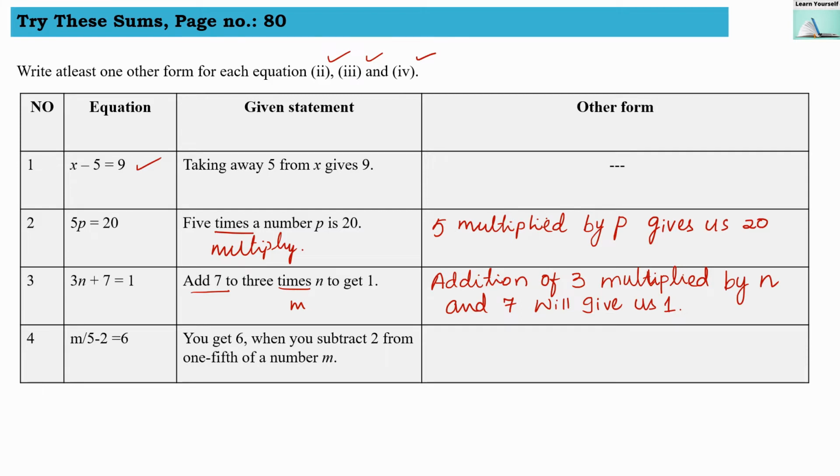The fourth equation is m divided by 5 minus 2 gives us 6. Here they said that you get 6 when you subtract 2 from 1/5 of a number m. They have written the answer first; we will write the answer later. Here they used the term subtract, we are going to use take away. So take away 2 from m divided by 5. Here they said 1/5 of m, so we are converting that into divided by 5. That will get us 6. So we are writing the answer later.